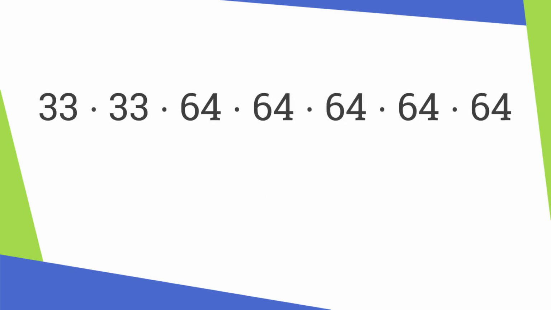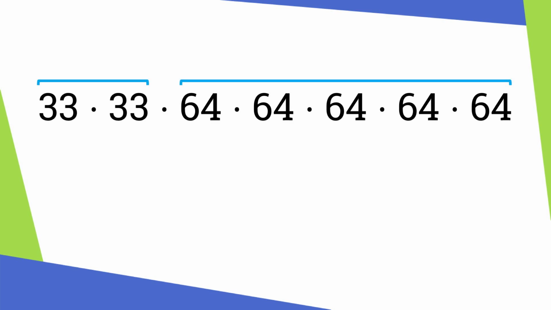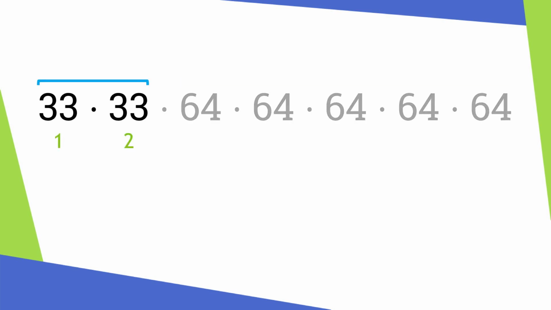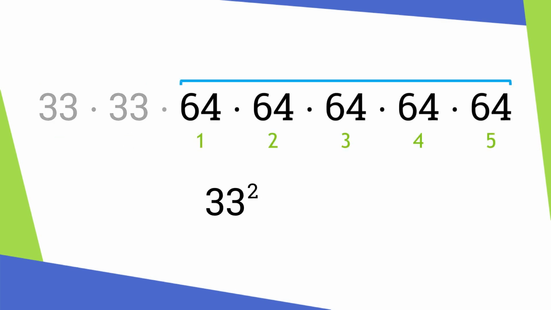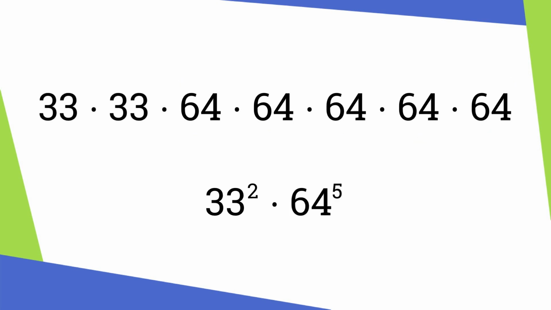Sometimes our expressions will have multiple bases, like this one here. We have the number 33 and the number 64. The number 33 is used as a factor 2 times, so we rewrite it as 33 to the 2nd power, which we can also read as 33 squared. And the number 64 is used as a factor 5 times, so we rewrite it as 64 to the 5th. Our expression is 33 squared times 64 to the 5th.